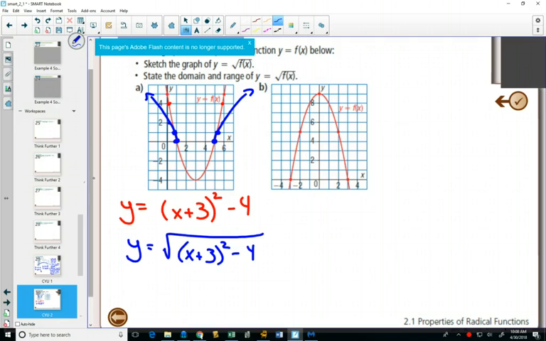Domain and range. The domain in this one's a little bit different, because we have everything from -infinity up to 1, but then we're missing stuff in between, and then it starts again from 5 and goes on forever. So how do we write that? We can say x is less than or equal to 1, or x is bigger than or equal to 5. So we write both sections separately, and we write the word or in between.